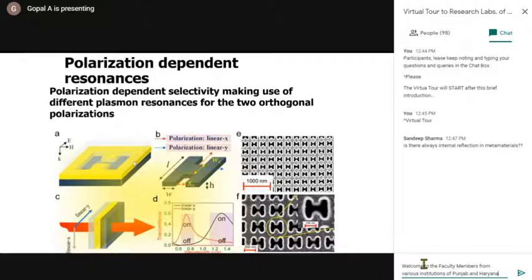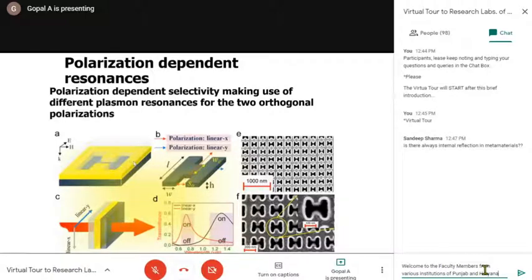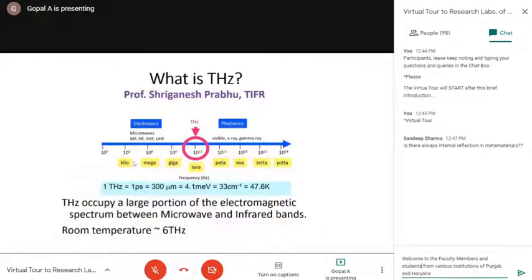So each of us can have a different polarization. My polarization is horizontal, your polarization can be vertical. So when I'm sending light, it gets coupled. And when you're sending yours, it won't get coupled because your polarization is orthogonal. So for communication, filtering and multiplexing signals, it can be useful.